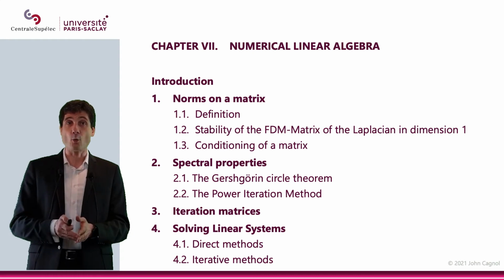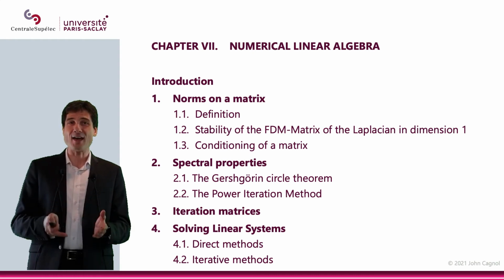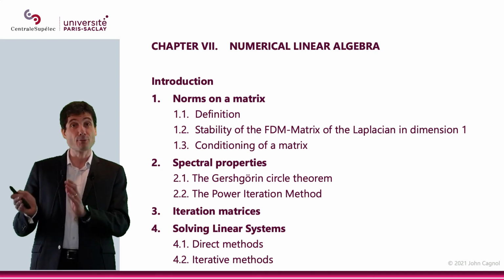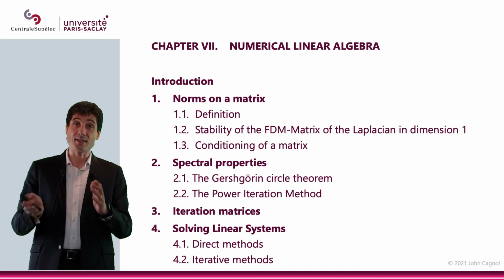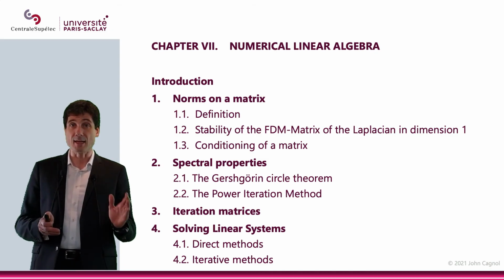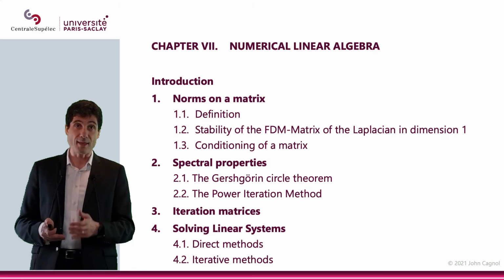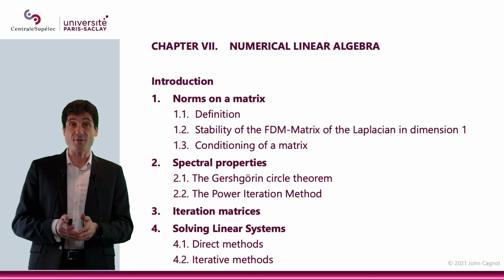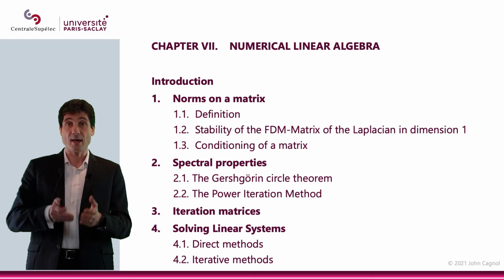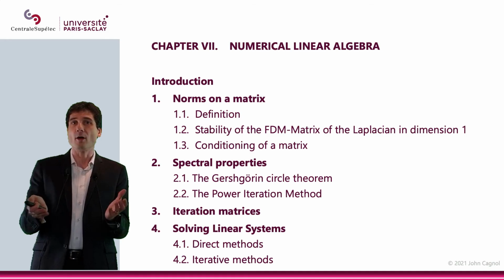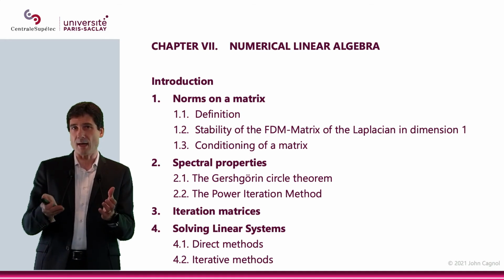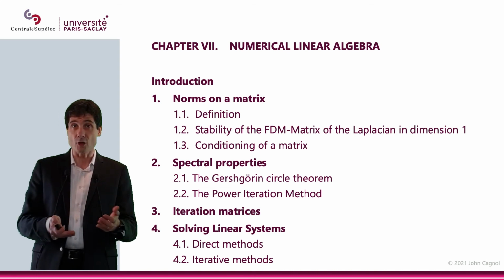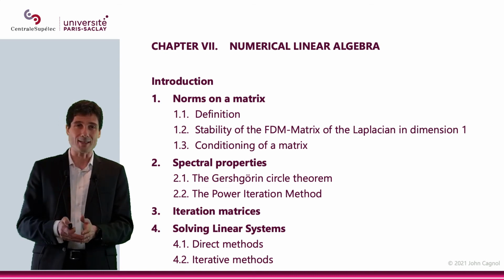Then in a second video, we will discuss the stability of the finite difference method matrix for the Laplacian in dimension 1. That is an outstanding proof that we had to do. So that's something that we did not prove in chapter 6, and we said we would do that later. Well, now is a good time to do it. That will be the second video of section 1. And the third video of section 1 will be about conditioning of a matrix, and we will discuss this problem where obviously we need to characterize the situation where a small variation on the right-hand side can lead to a large variation of the solution of our linear system.